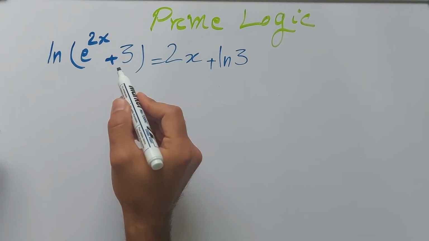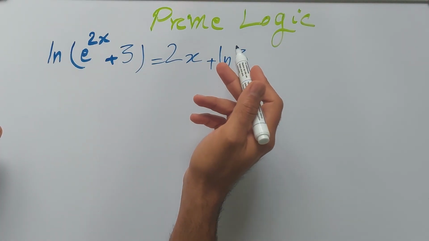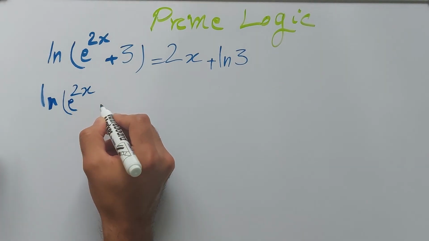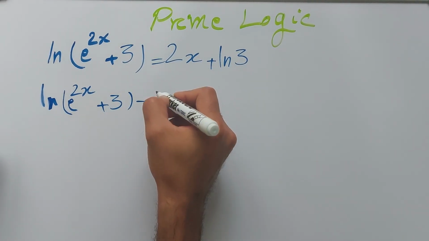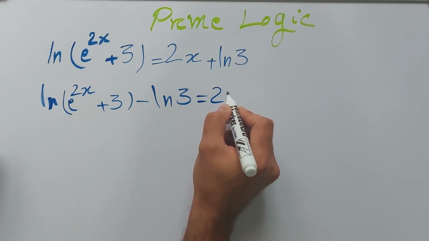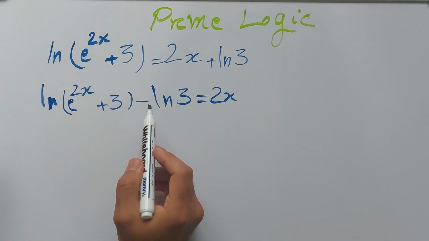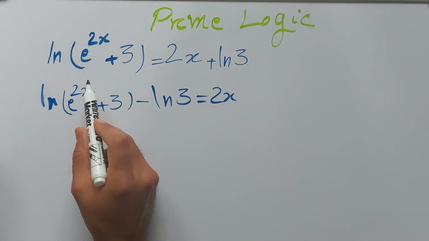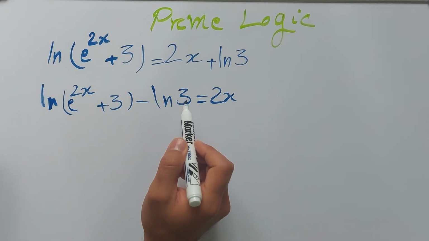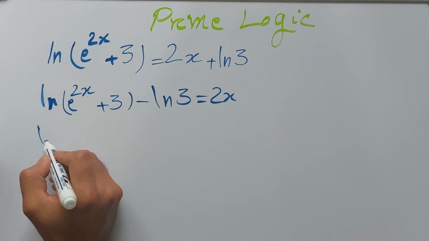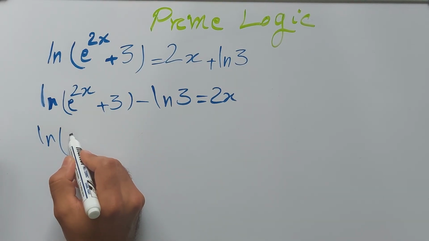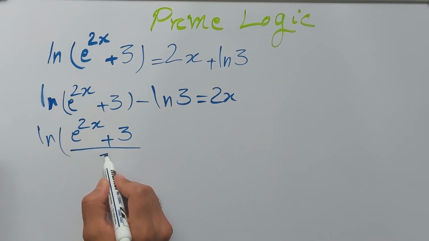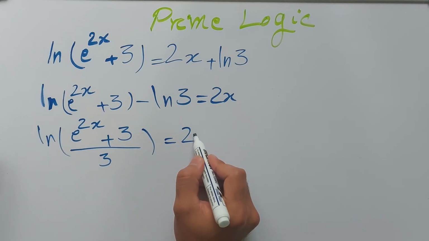So what we want to do at first is simplify by moving this ln term to the other side. So ln(e^(2x+3)) - ln 3 = 2x. This is a classic logarithmic subtraction property, so we can merge these two terms together. This term goes on the numerator and this term goes on the denominator. So we can write ln(e^(2x+3) / 3) = 2x.